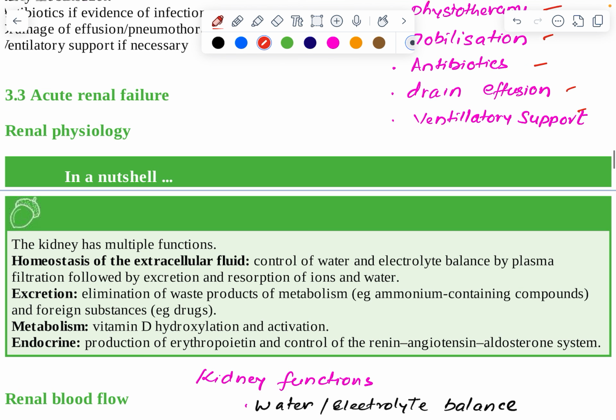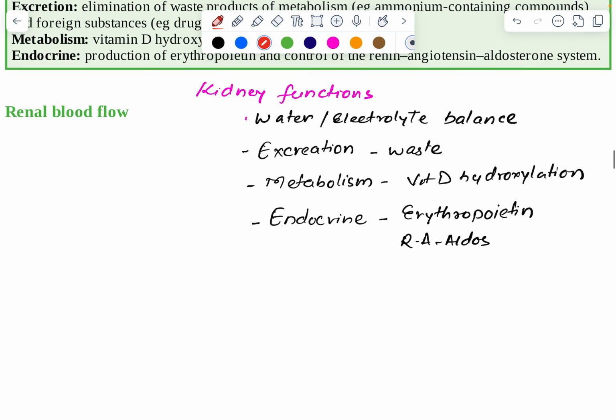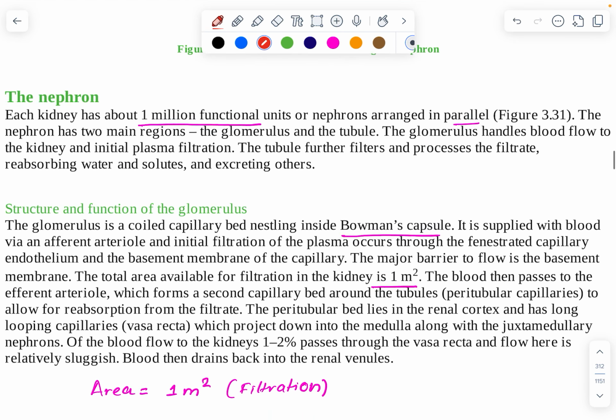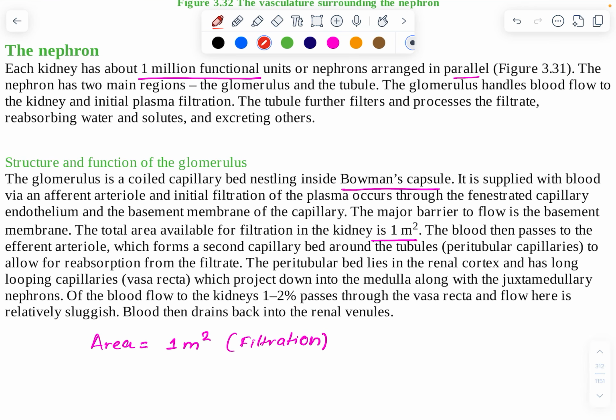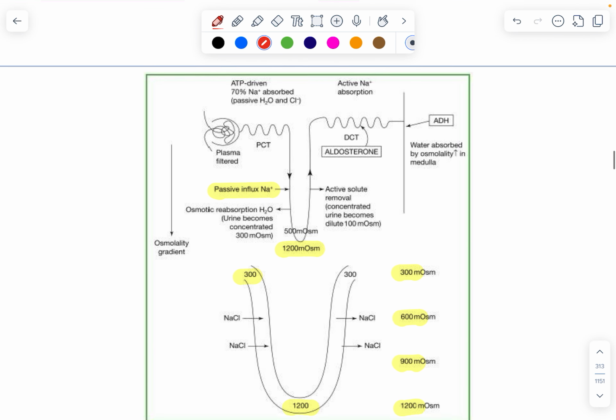Now renal problems. The kidney has multiple functions: homeostasis, extracellular fluid volume, water and electrolyte balance, excretion of waste, metabolism, and endocrine function such as the renin-angiotensin-aldosterone system. There are about 1 million nephron units. The structure of the nephron is coiled, and they have a Bowman's capsule. The total area available for filtration is about 1 square meter, so you can see this is a large area for filtration.